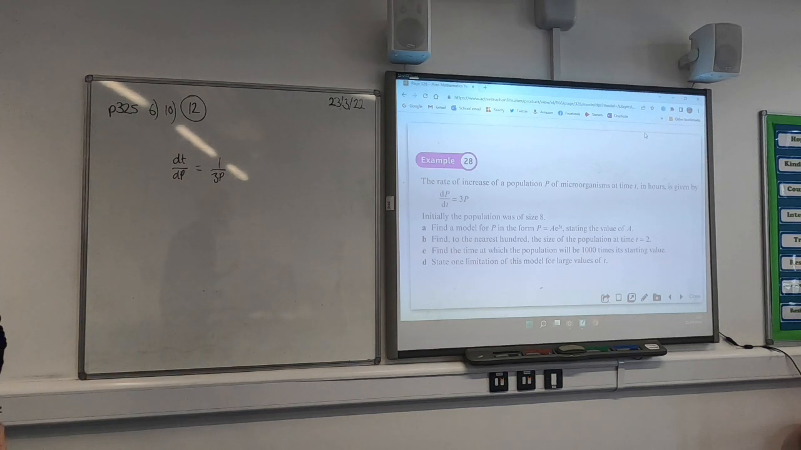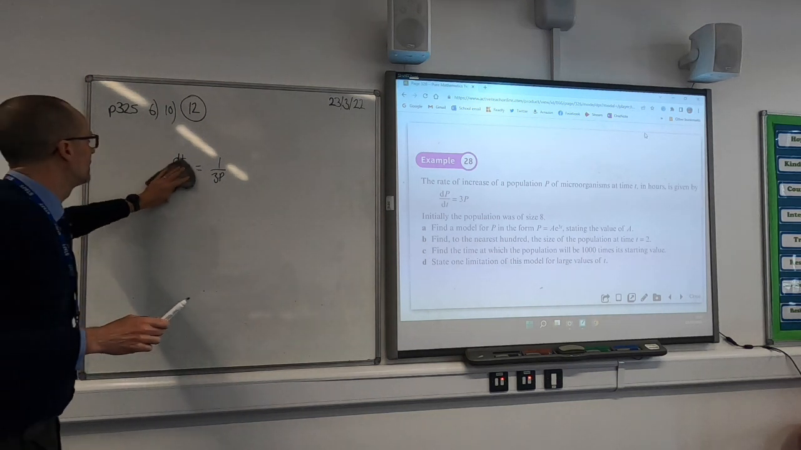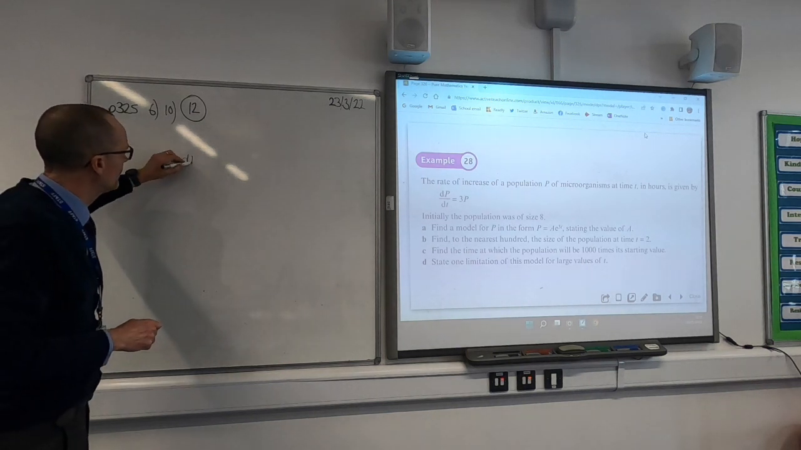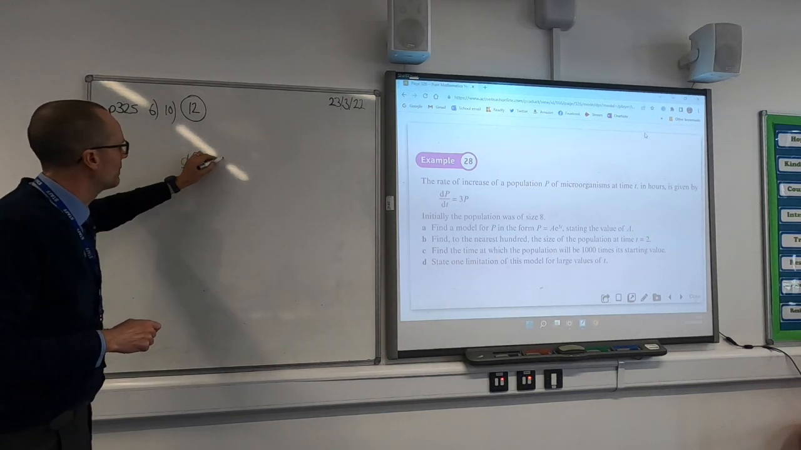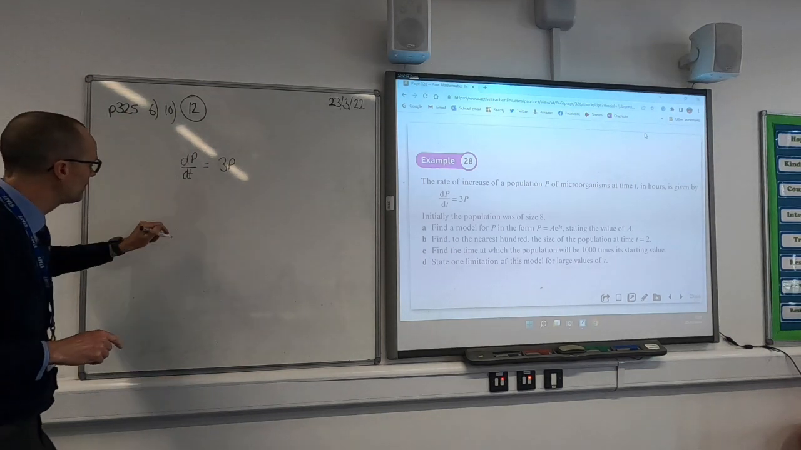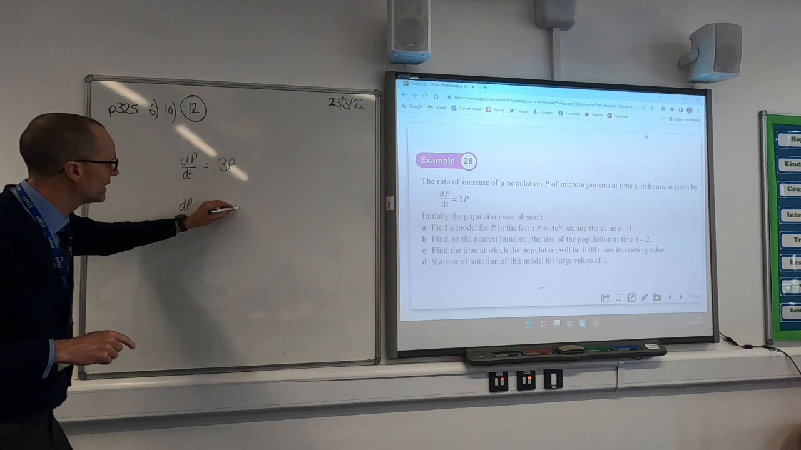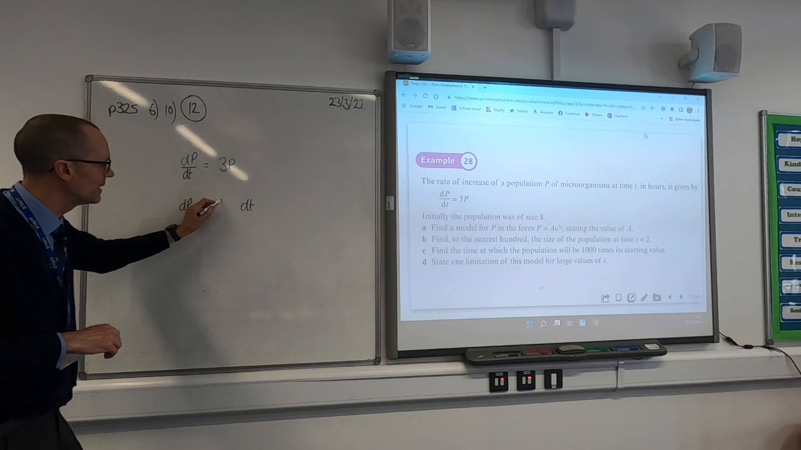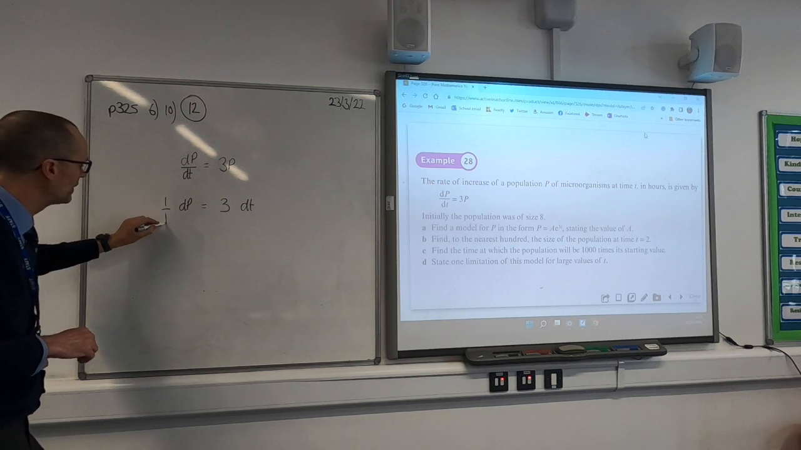I don't really like having too many different techniques up my sleeve. So instead, when faced with a problem like this in future, I'm still going to use my separating the variables approach. I'm not going to use the flipping approach. The flipping approach will work, but instead, here's what I'm going to do. Leave the dp there, bring the dt up here, leave the 3 where it is, and divide both sides by p.